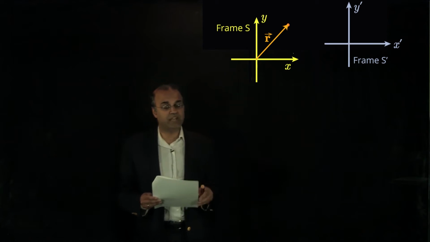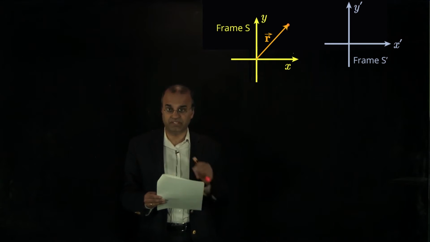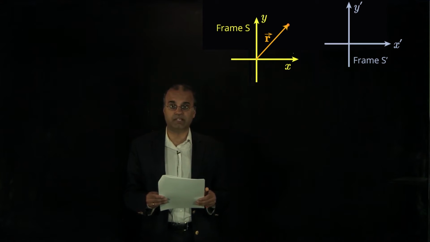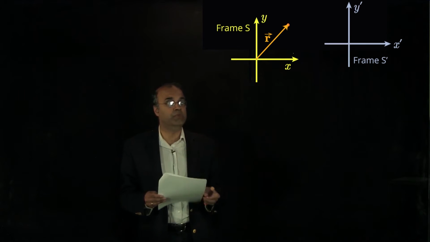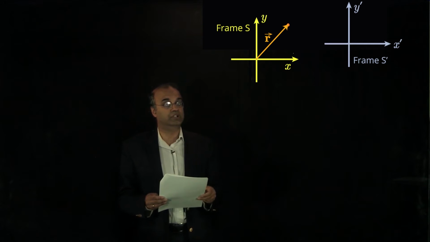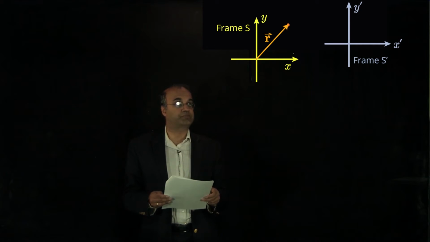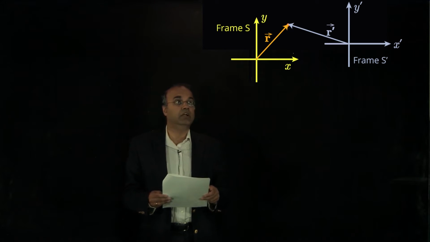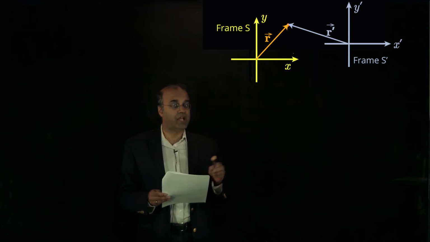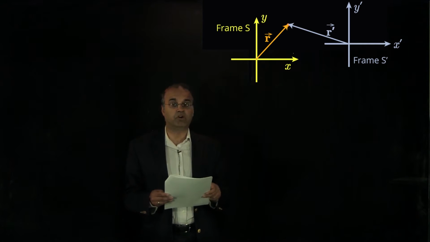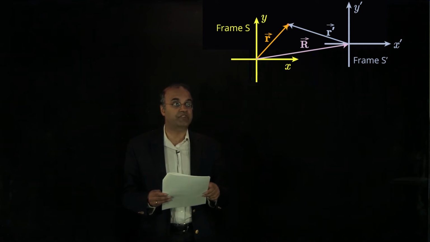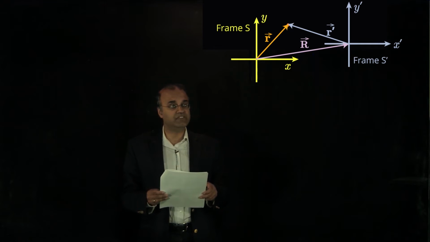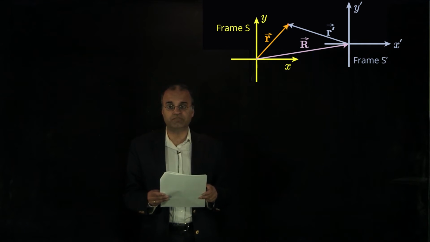So imagine we have two observers, one in frame S at the origin and one at the origin of frame S prime, both looking at the same object. The observer S will measure a position vector little r. Observer S prime will measure a position vector little r prime. The two observers have a relative position vector, capital R, which is the position of S prime relative to the origin of frame S. So what we'd like to see is, how are these different position vectors related?